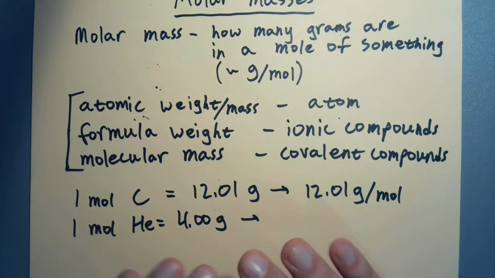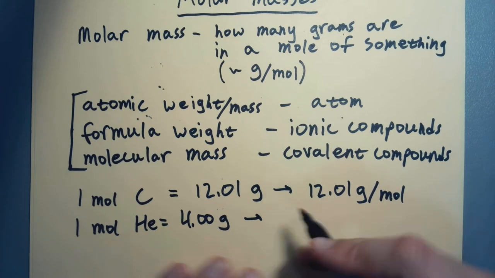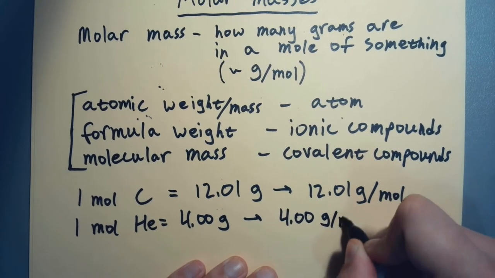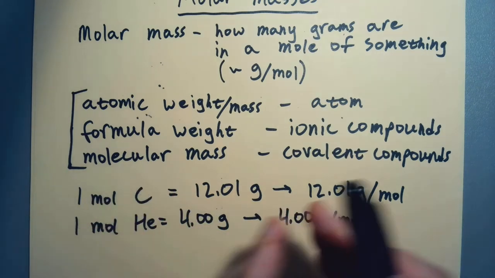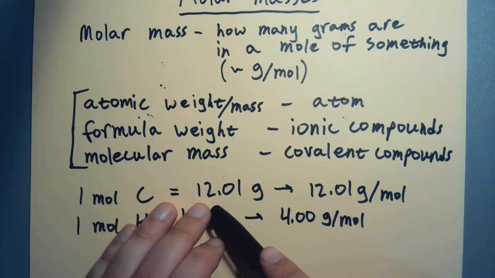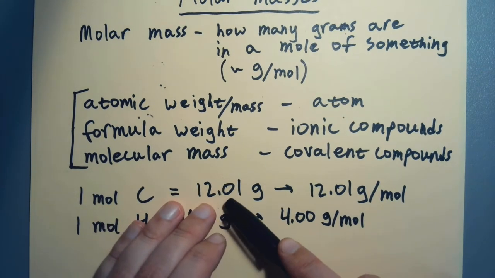All right, so what is our molar mass for helium going to be? Well, it's just 4.00 grams per mole. And the reason this works out is because 1 mole of AMUs becomes 1 gram. So I have 1 mole of 12.01 AMUs, it becomes 12.01 grams.